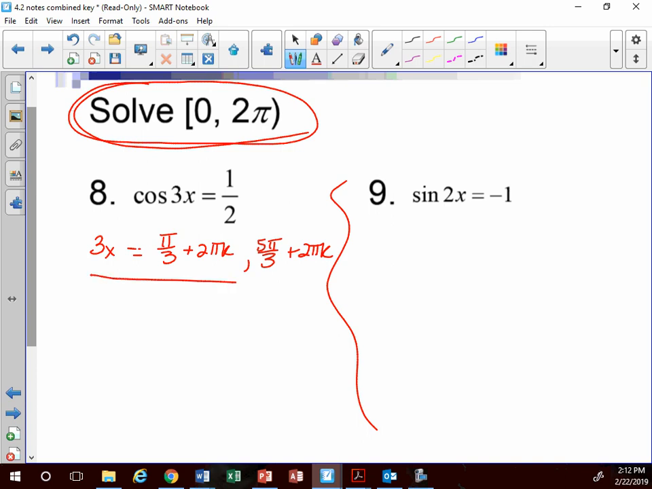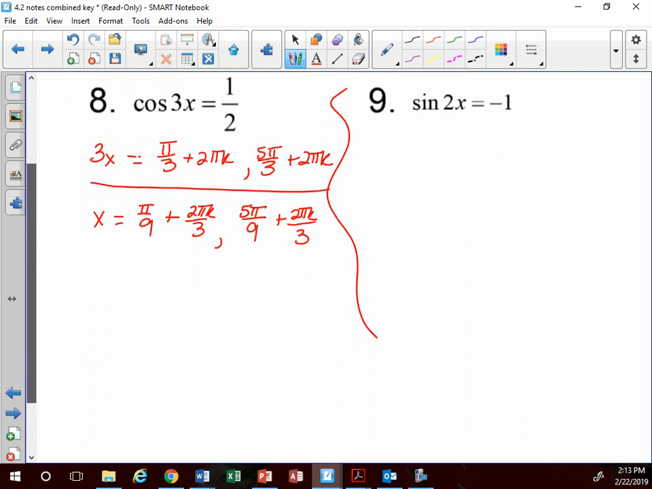Okay, so still same as what you were doing. Pi over 9 plus 2 pi k over 3 and 5 pi over 9 plus 2 pi k over 3. Nothing new yet, right? We're okay here. Okay, so the directions say I only want answers between 0 and 2 pi.